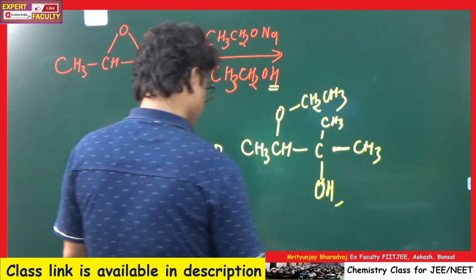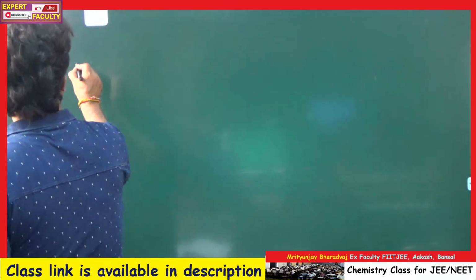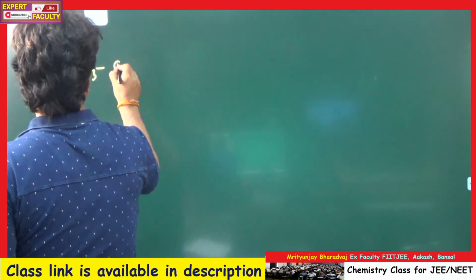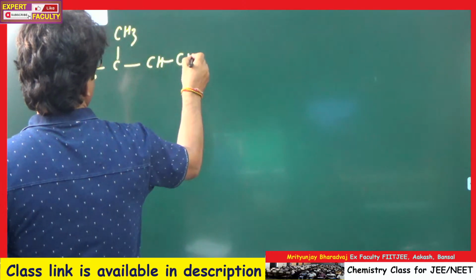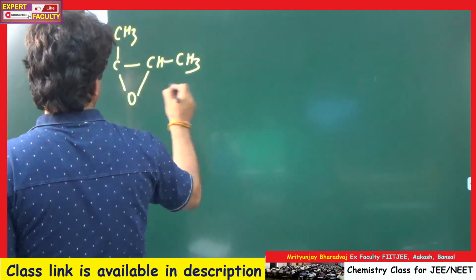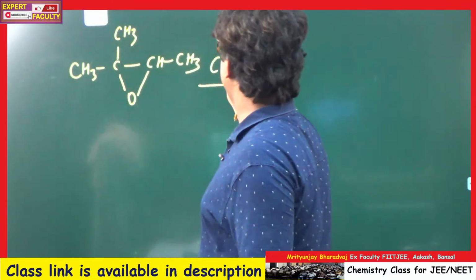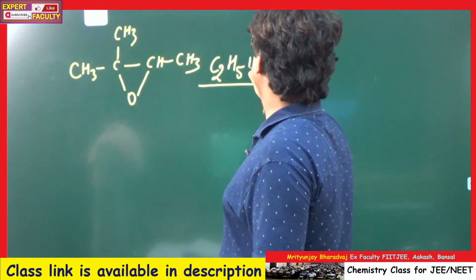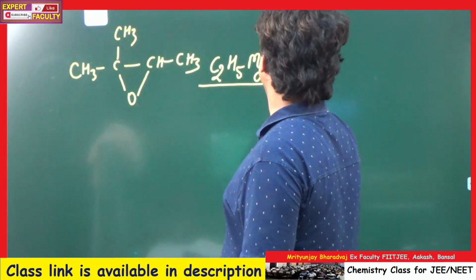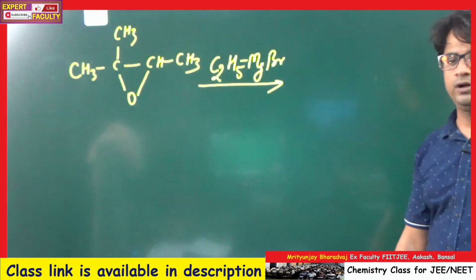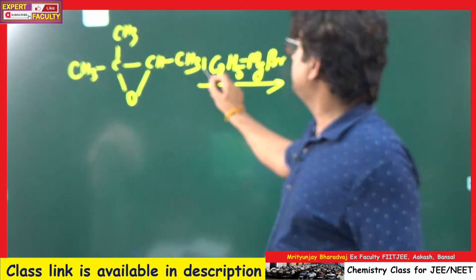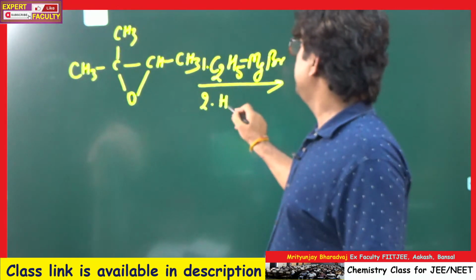Okay, then we can have another reaction: CH3 C CH3 CH CH3 plus Grignard reagent C2H5 MgBr. Write the product. First reagent is C2H5 MgBr, second reagent is water.